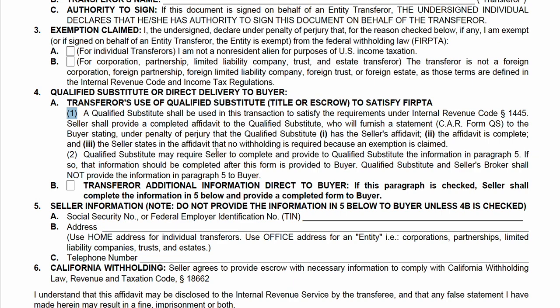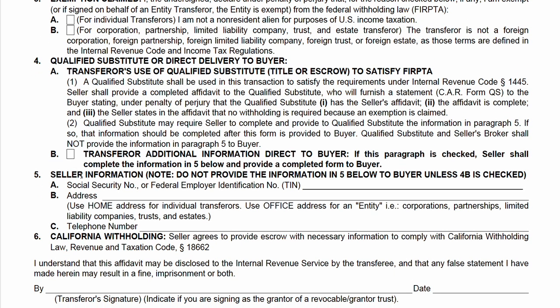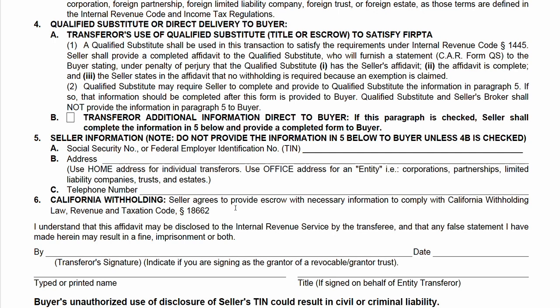If there's no qualified substitute, if you're not relying on escrow to do their own FIRPTA form, then this box must be checked. Now, in most transactions that I've witnessed, and that's a lot, usually everyone's just waiting for escrow to do their paperwork, and then escrow will send the buyer a copy of their qualified substitute form. If they're not requiring or waiting on escrow to do that, the seller checks this box. If the seller checks this box, then they must fill this information out, all of it.